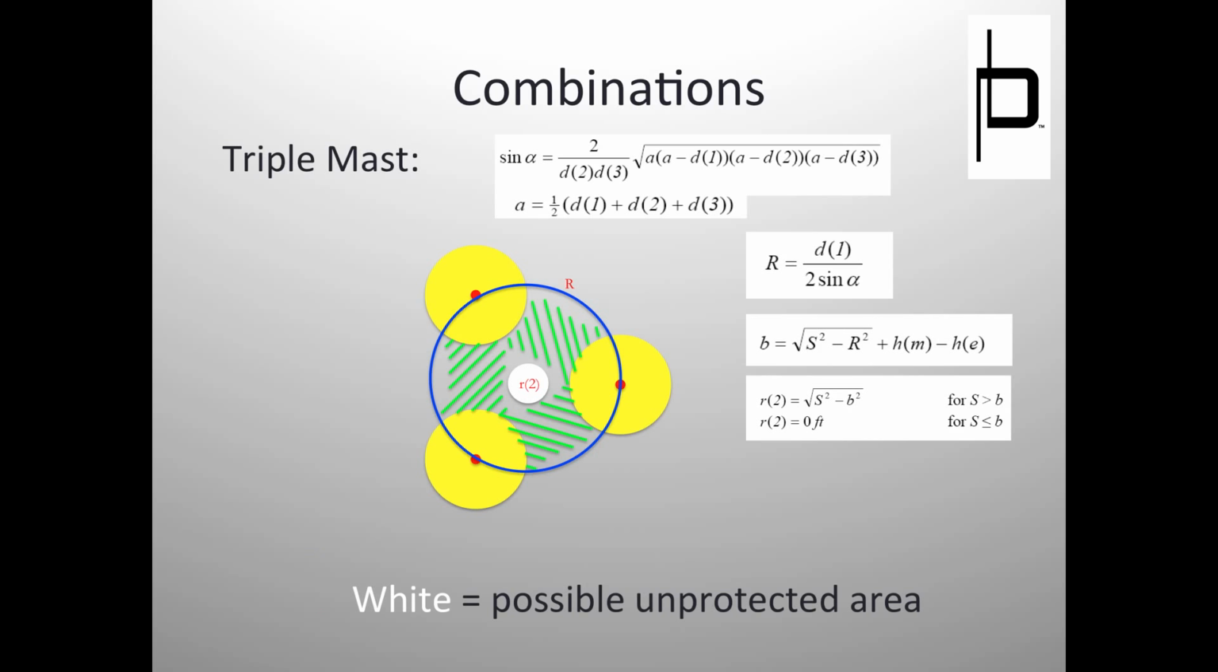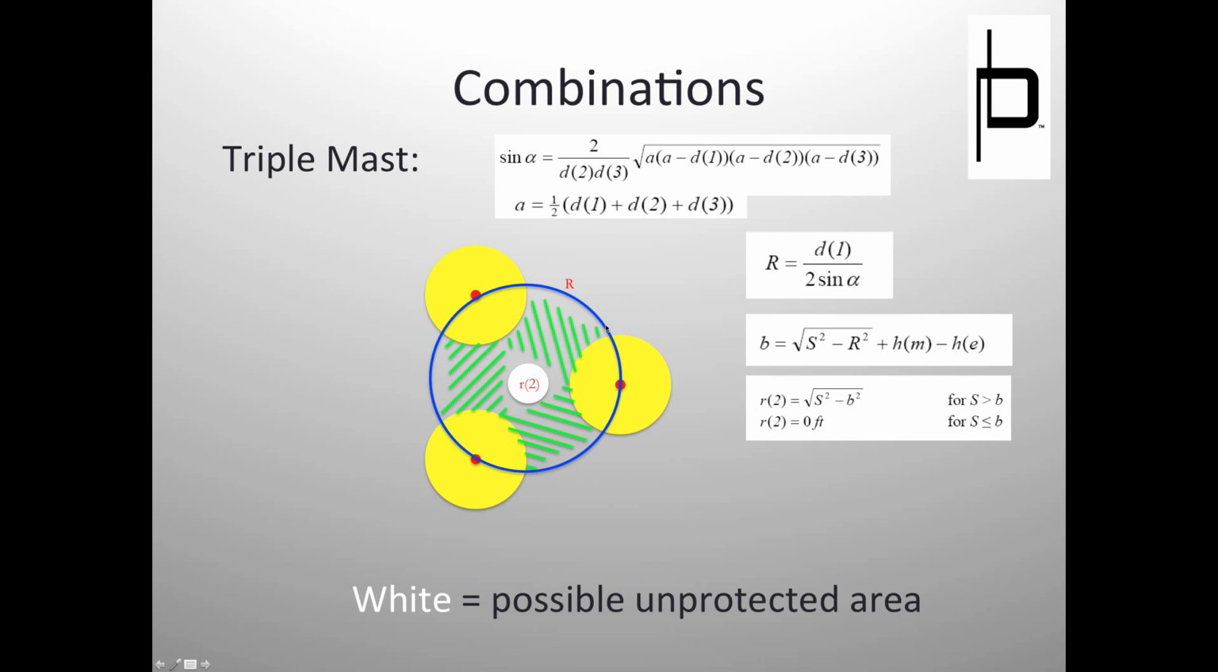Now this is three masts. So here we have a mast here, a mast here, a mast here, and we would treat this calculation the same as we did the two mast calculation. We would do the two mast calculation for these two masts, we would do the two mast calculation for these two, and we would do the two mast calculation for these two. And we would gain these green bonus protection areas.